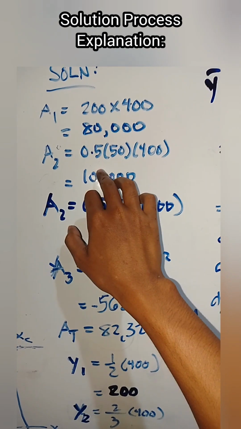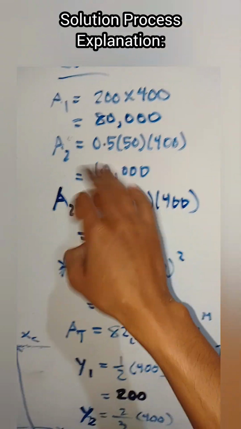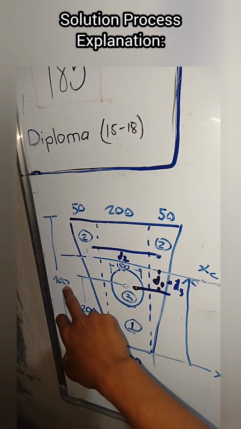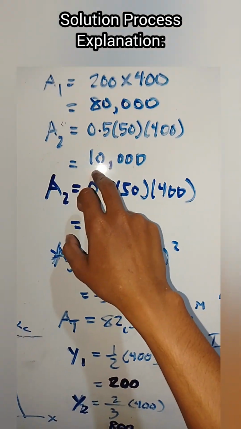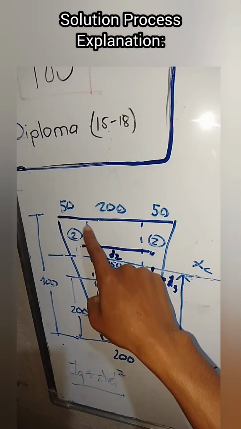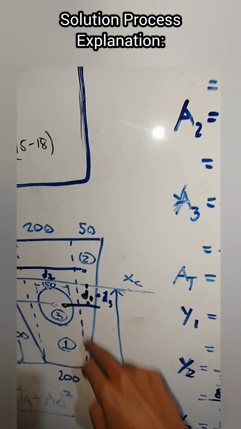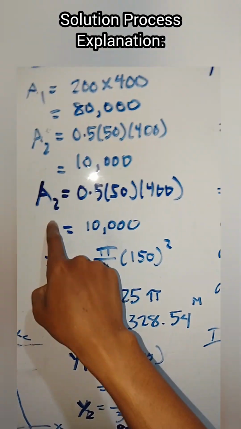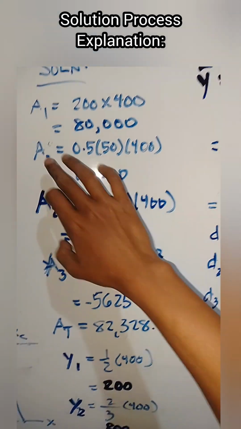So here we start. The area 1, which is a rectangle, is just 200 by 400, which is 80,000. For area 2, that is 0.5 or 1/2 base times height, since it's a triangle: 50 times 400 divided by 2, and we got 10,000. That is area of one, and we have two of them, so I'll rewrite it: 80,000 for the rectangle, then 20,000 for the two triangles.